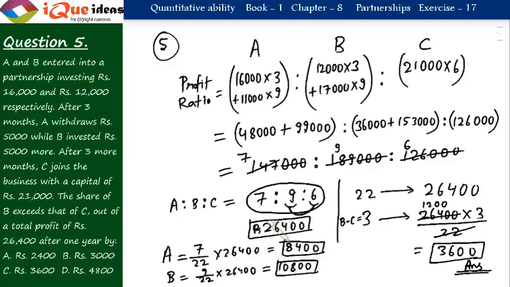And then you can add and subtract from 26,400, or you can also calculate the value of C, that will be 6 by 22 into 26,400. That would be equal to 7,200. And from there you can find the difference between B and C. So that's how you could have done this question in two different ways. All right.